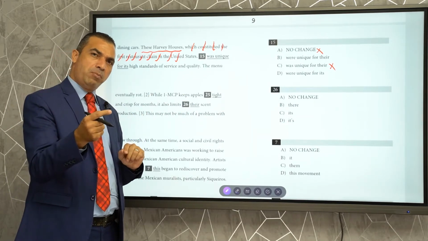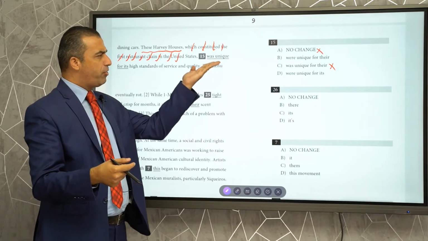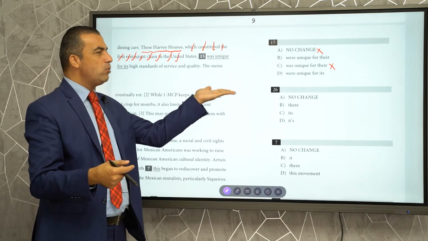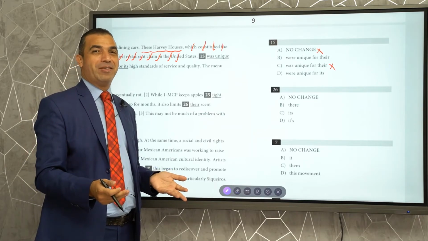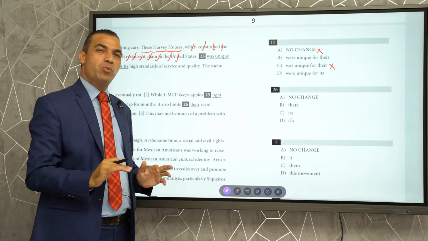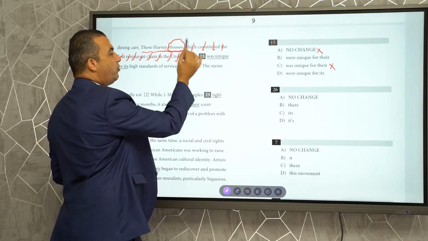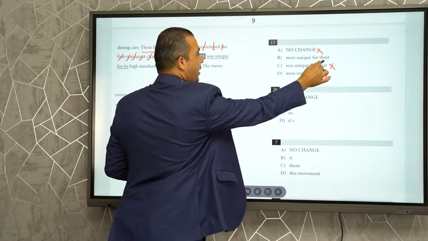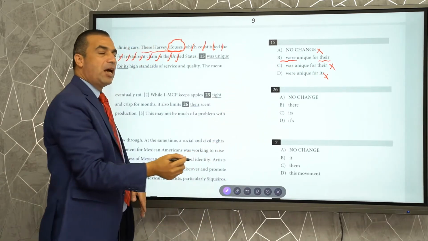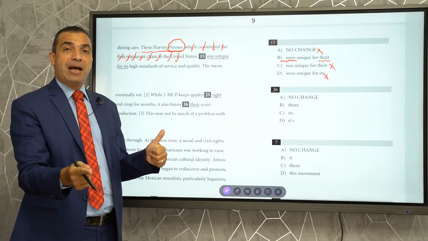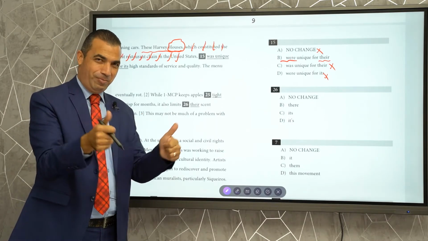But again, we have a problem. We have two choices containing were. We can say were unique for their, which is B, or were unique for its, which is D. Is it a problem? Absolutely not, because you are now very familiar with pronouns and we are talking about houses. I can't refer back to houses using its. Houses were unique for their. I'm talking about a plural subject, so we can refer back to it using a plural verb and a plural pronoun. Got it? Thank you.